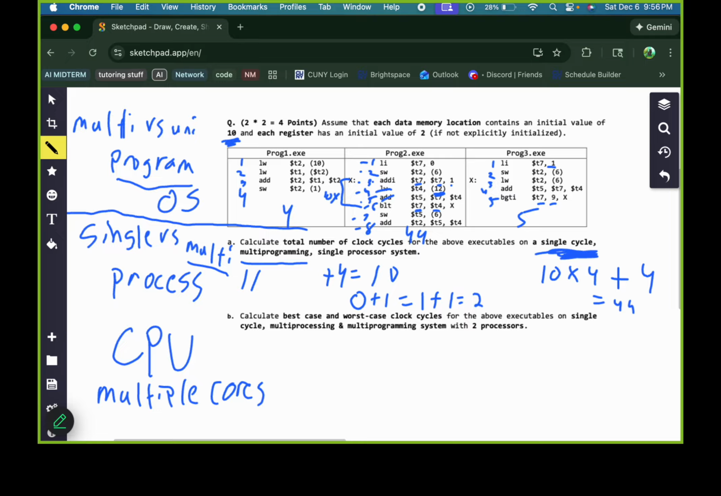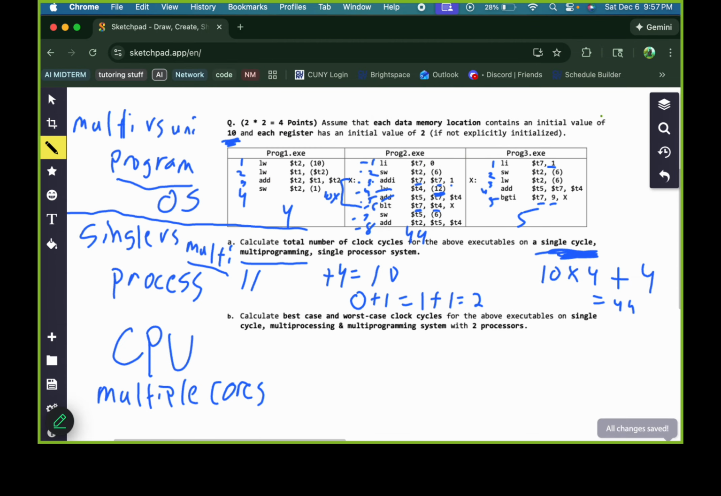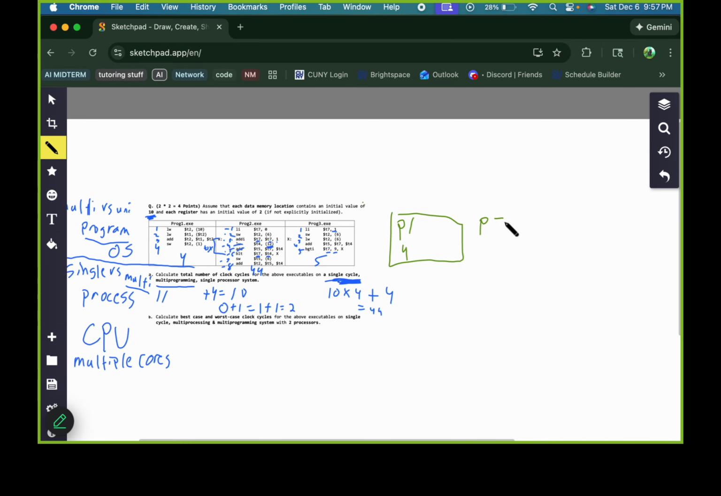So because this is not multiprogramming and multiprocessing, I have no choice but to do each of these one by one. So this is going to end up looking like program 1, 4 cycles. Program 2, 44 cycles. Program 3, 5 cycles. So that's going to be a total of, add these guys up, 53. That's for this case over here.